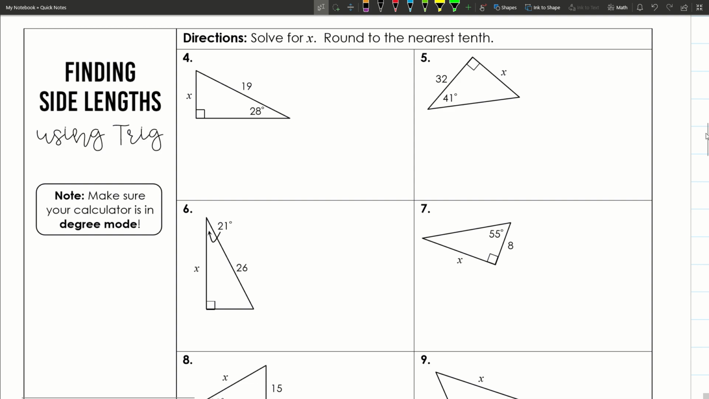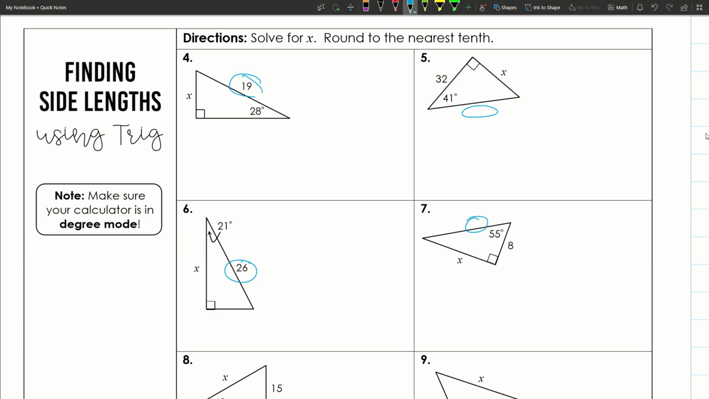Again, the very first thing we always want to do is find our hypotenuse. And I'm just going to circle it in blue for now. My hypotenuse is across from my right angle. After we have found our hypotenuse, we can work on finding our opposite and our adjacent.